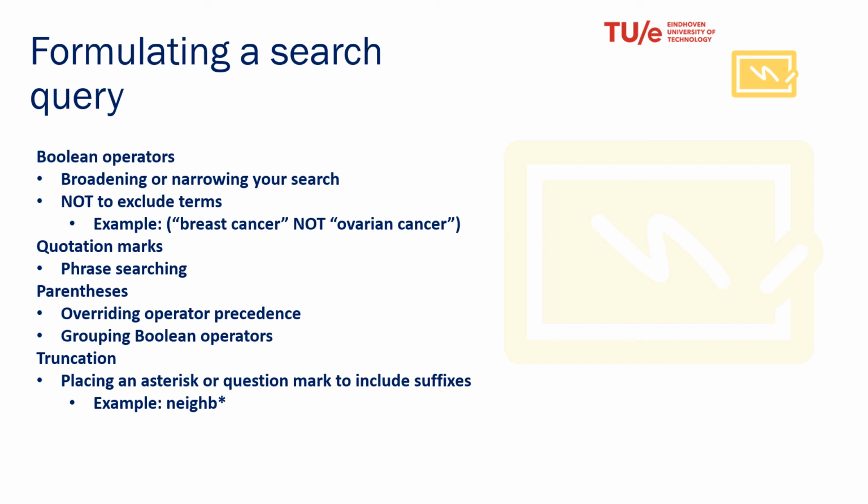Then finally, to include plurals and different spellings of words, you can use truncation. That means if you were, for instance, to search for the term neighbors and want to include both the British and American spelling and the plural of this word, you type neighbo with an asterisk. You can limit the number of suffixes by also placing a number after the asterisk. For examples and further information, I kindly direct you to our Canvas page.